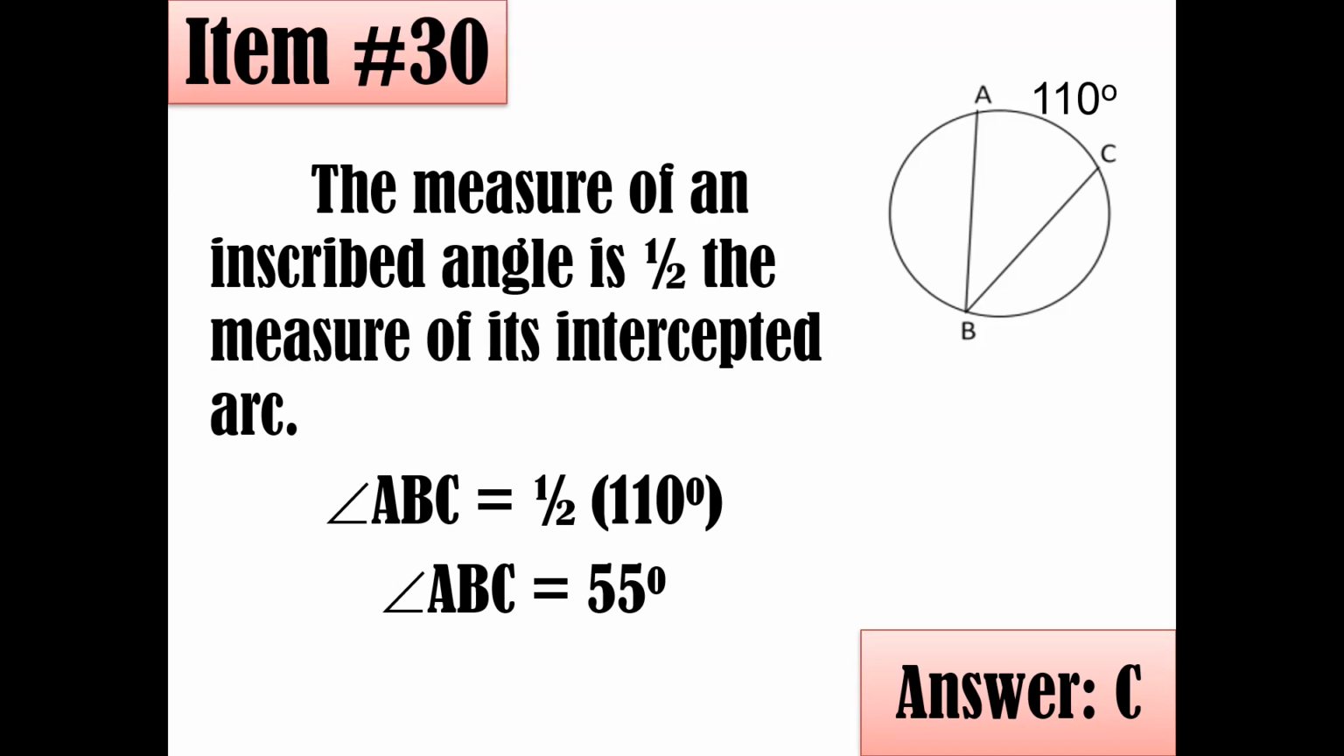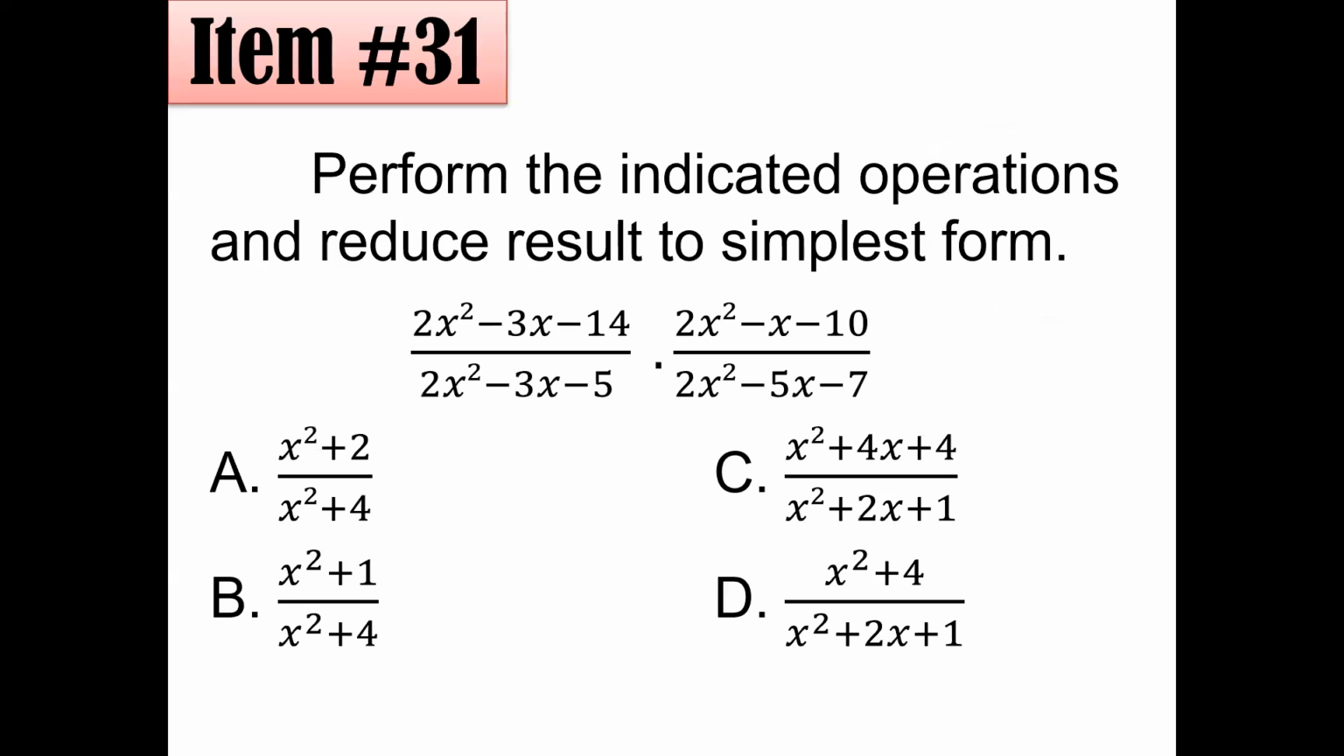All right. Okay, 31. Perform the indicated operations and reduce results to simplest form. This seems a bit more difficult, because normally it's more difficult to factor quadratic trinomials when the leading coefficient of each trinomial is not 1. It so happens that all the leading coefficients here are 2. So let's check. What is your answer here?